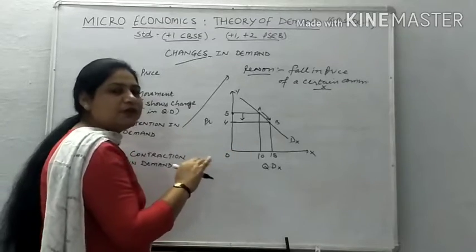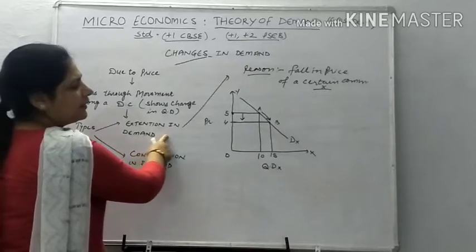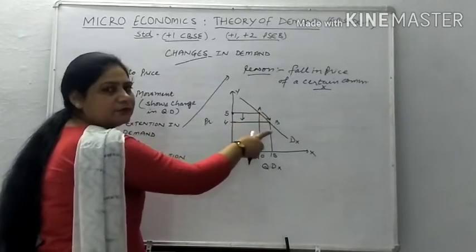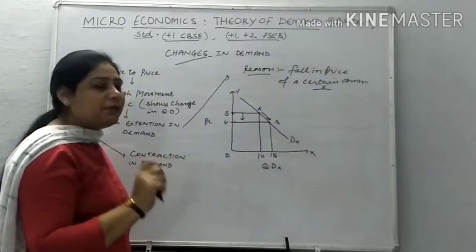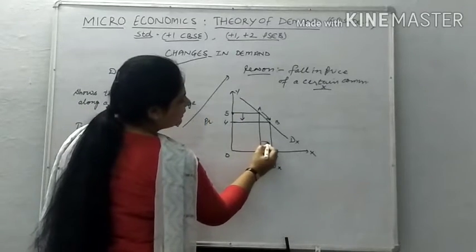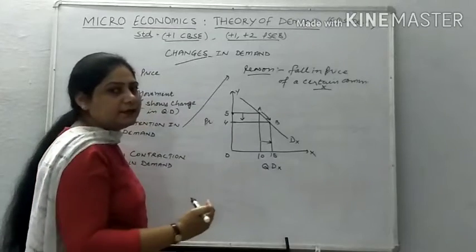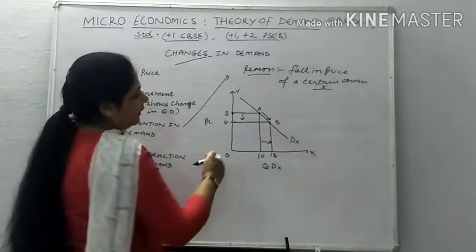Here some students got confused. There is extension in demand, but the arrow is downward. Students, you have to keep in mind price is falling but quantity is increasing. Quantity is extending, quantity extend.